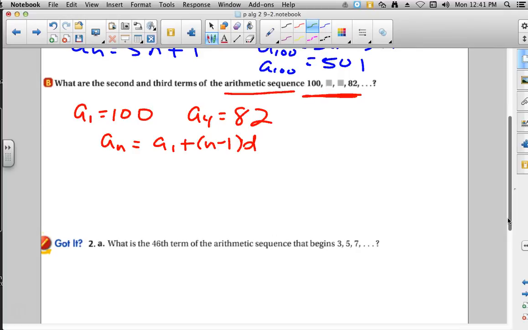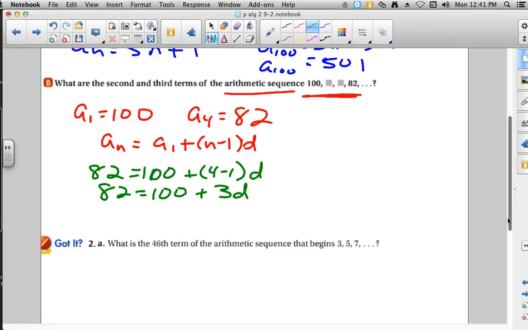I know the first term is 100. That's what I know. And I know the fourth term is 82. So I know that if I put a 4 in for n, the answer is 82. I absolutely know that. And now I'll be able to find D because I had 4 variables and I knew 3 of them. Of course, we're going to follow the order of operations and say 4 minus 1 is 3.